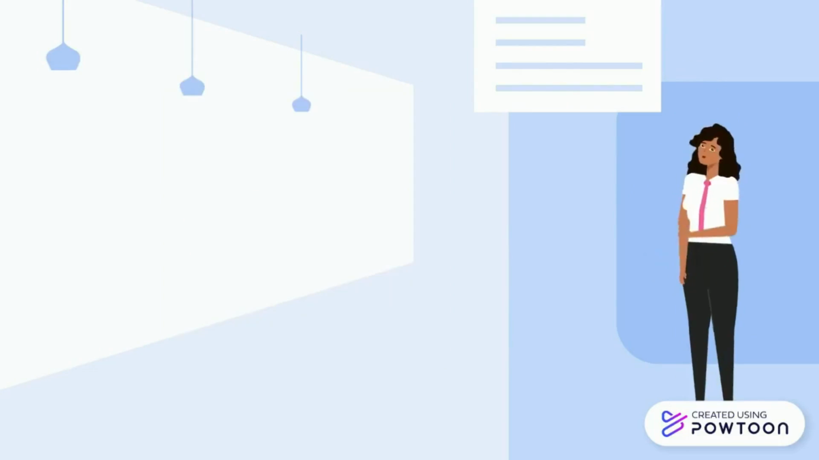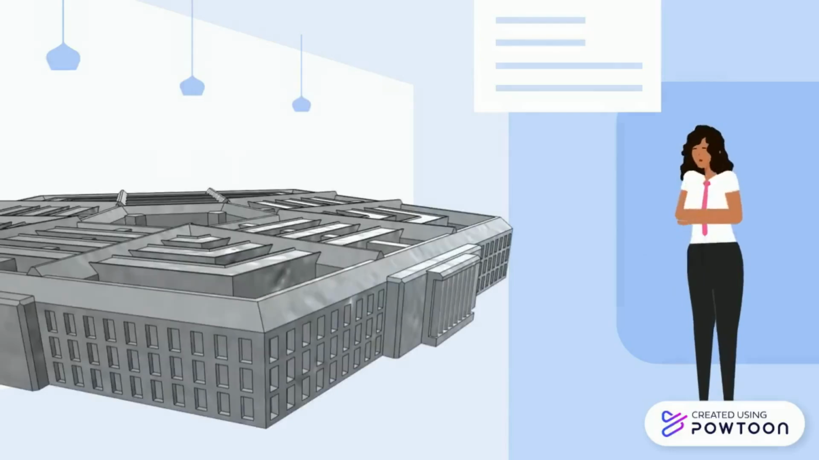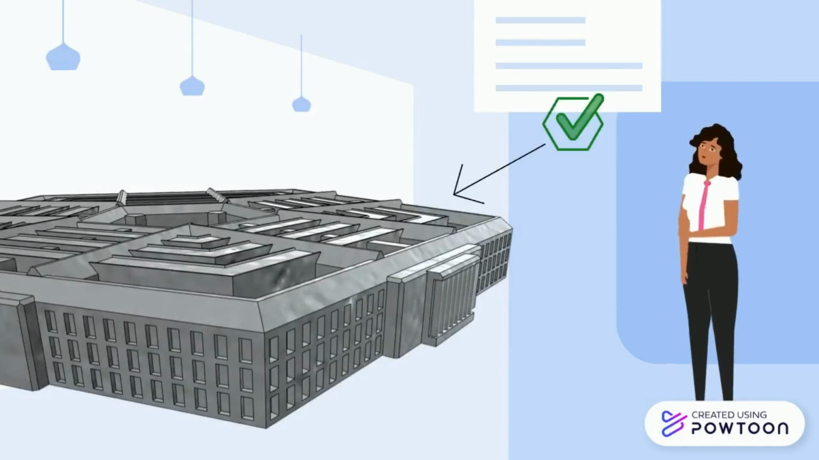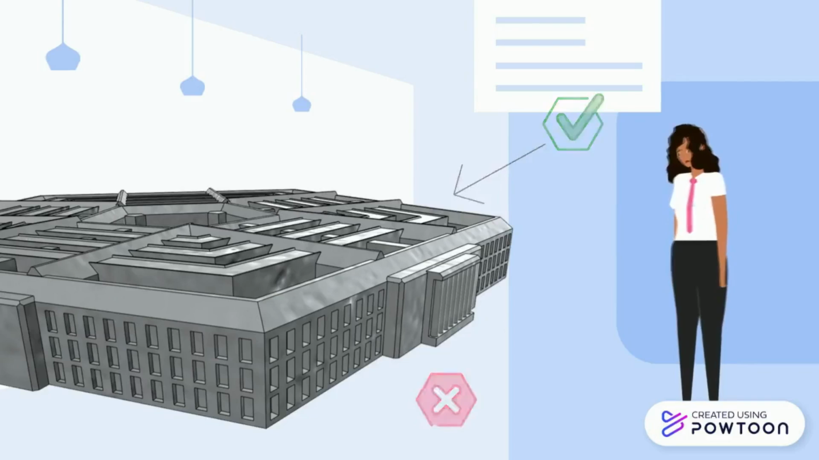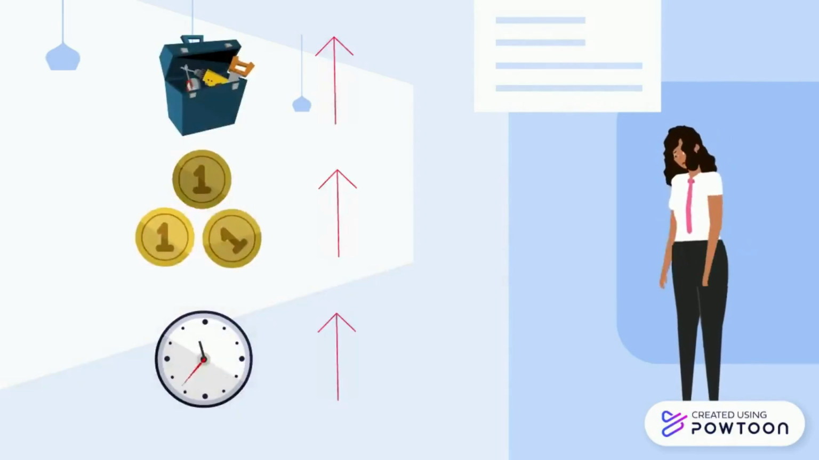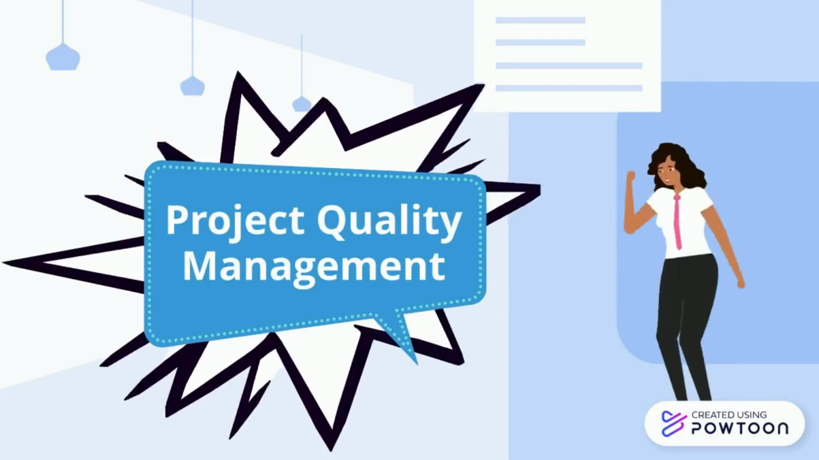Imagine you are a contractor hired to build the Pentagon. After you've created the roofing system, you're informed that the materials used in the foundation did not meet the standards required by the government. Considering its importance, the implication of a rework will be enormous. This type of scenario is what project quality management tries to mitigate.